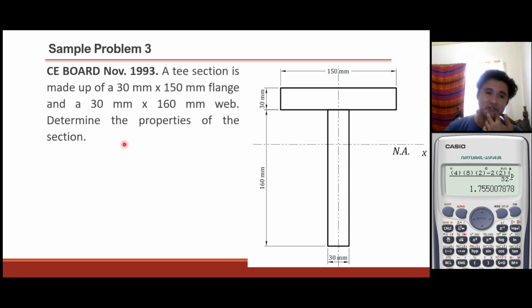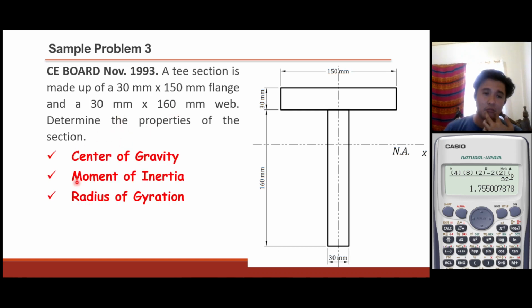So, determine the properties of the section. We will find the center of gravity, moment of inertia, and radius of gyration. Okay? So, those are what we need to find. Let us go straight to our solution. Center of gravity. To find the center of gravity, let us first assign this as our area 1, with its centroid located here. So, our centroids are aligned on our y-axis. And then the second area, we will call this area 2.